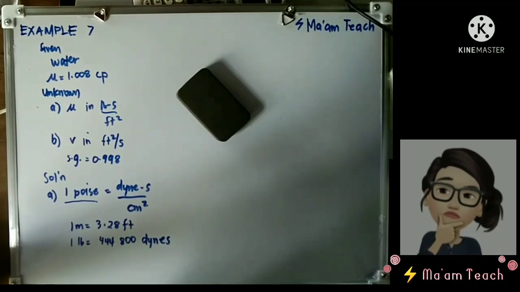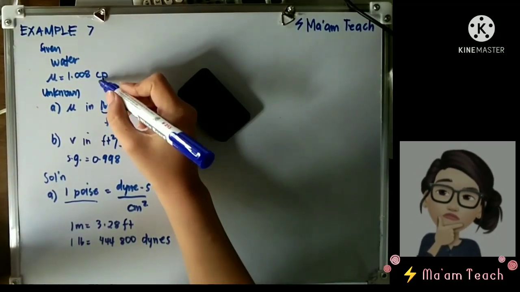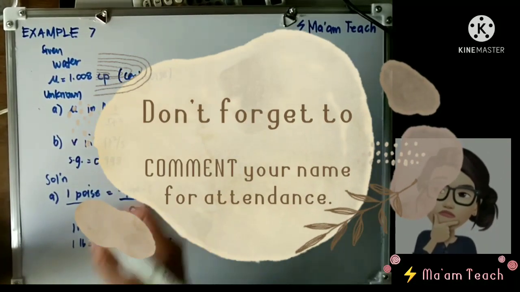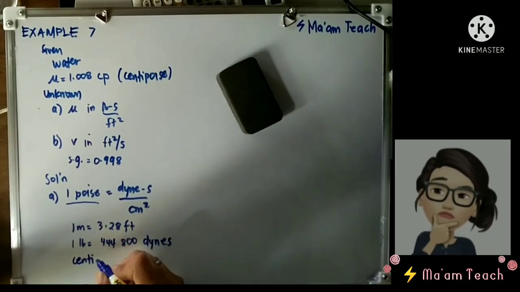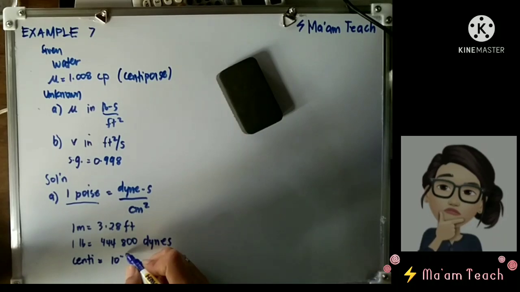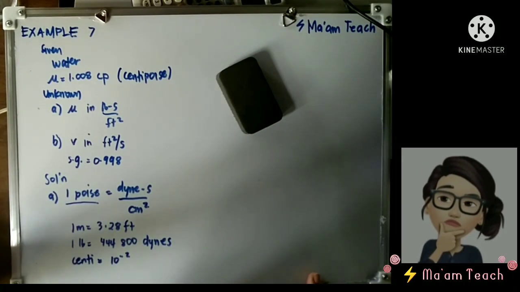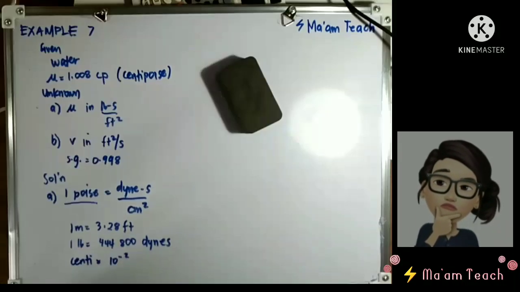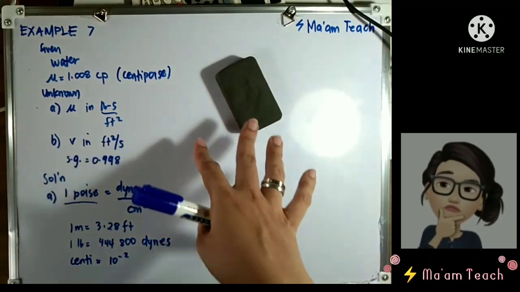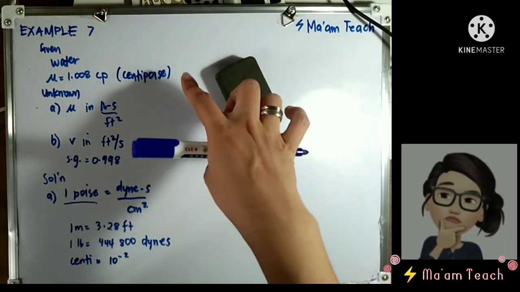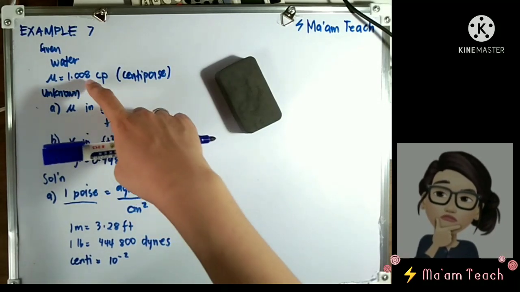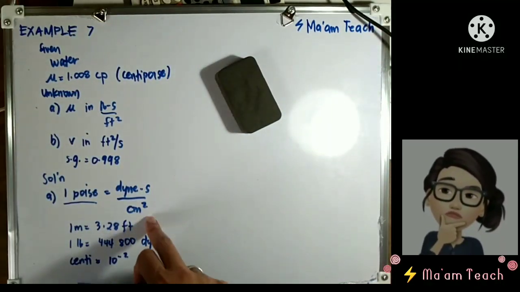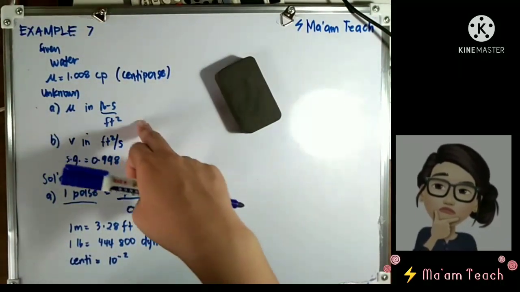What we have is centipoise. Take note of the prefix centi, which is equivalent to what? Centi means you have to divide by 100, so this prefix is equivalent to 10 raised to negative 2. Can you follow? So we first have to convert our 1.008 centipoise into poise, so that we could convert it to this unit.